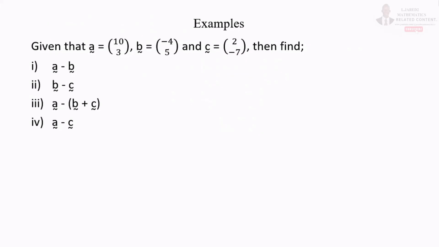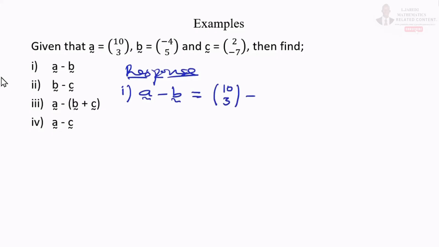Given that vector A equals 10, 3, vector B equals negative 4, 5, and vector C equals 2, negative 7, find number 1: vector A minus vector B. Let's have our response here. We are having vector A minus vector B. So this is the same as, let's substitute in, vector A is given by 10, 3 minus the vector B, which is given by negative 4, 5.